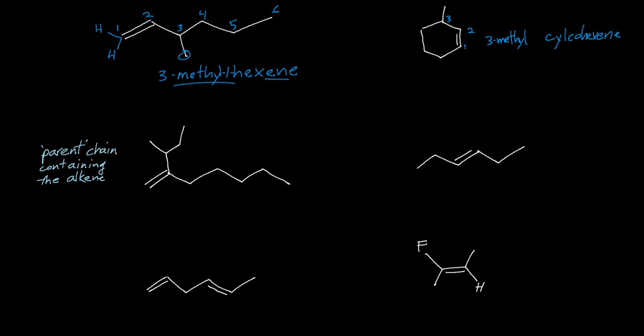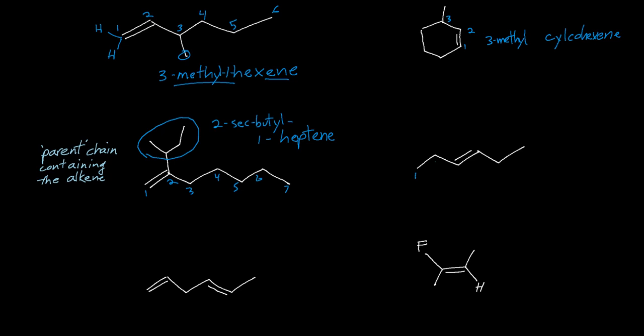Look for the parent chain containing the alkene. Here, if you don't, you'll have a longer chain. But the parent chain containing the alkene is 1, 2, 3, 4, 5, 6, 7. It's a 1-heptene. And remembering from way back, that's a sec-butyl group at position 2, so it's 2-sec-butyl-1-heptene.